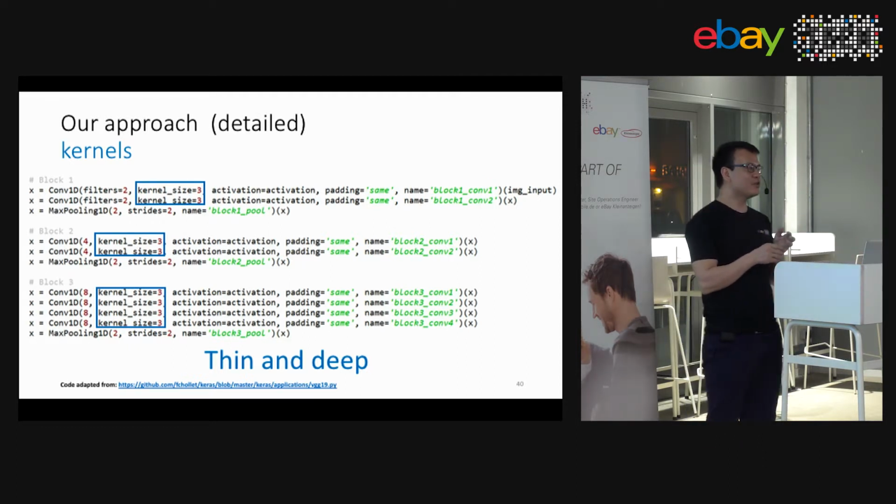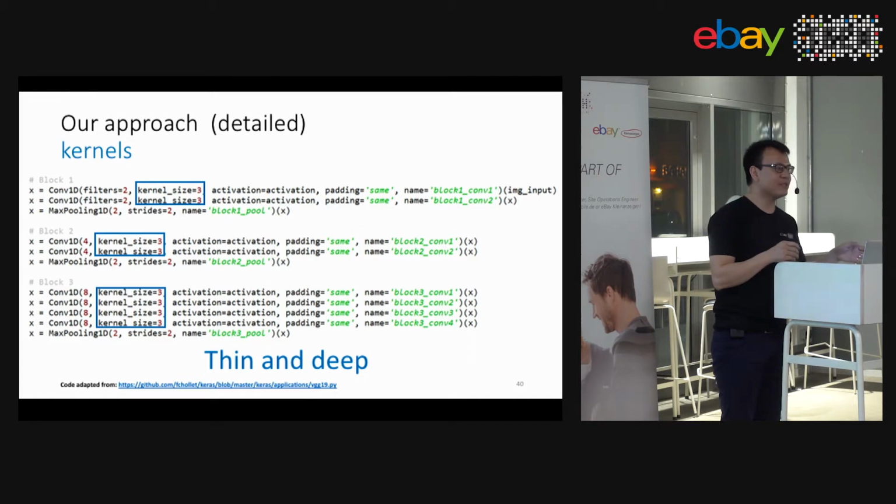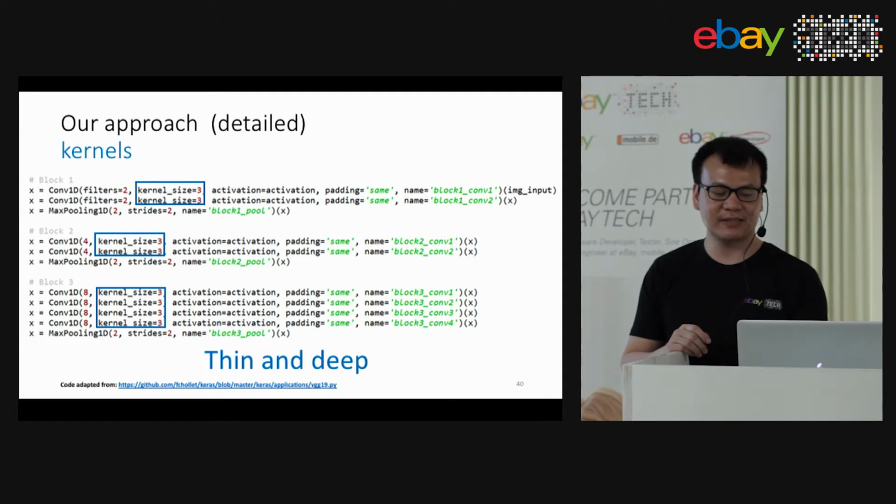in the convolutional neural network domain was first introduced by this publication. This VGG network was introduced in 2014. Later on, in 2015 and 2016, and also in the same year, 2014, there was GoogLeNet. All these networks follow the same concept, which is thin and deep.